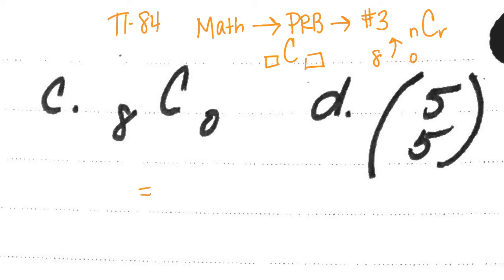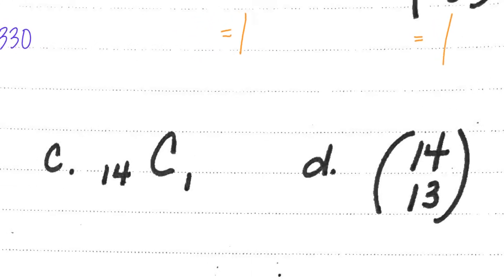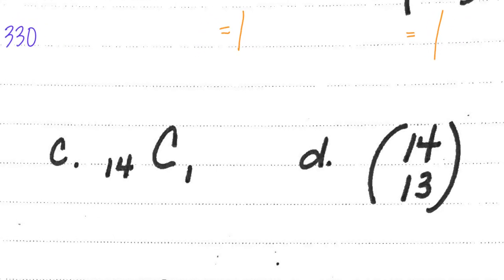But 8 combination 0 and 5 combination 5 are both special cases. So if you actually put them into the formula, they both end up being 1. All right, there are 2 other scenarios. 14 combination 1. Again, it's a special scenario. This is just equal to 14. And 14 combination 13 is also equal to 14. My next video will be about the binomial expansion.